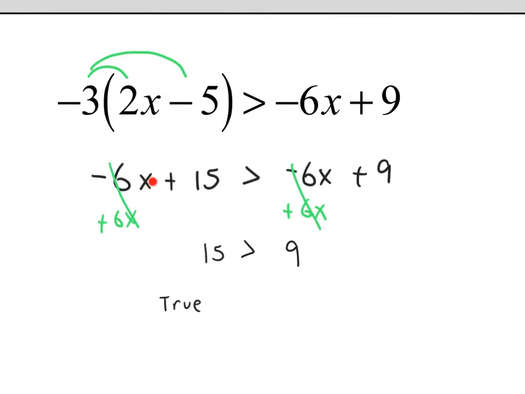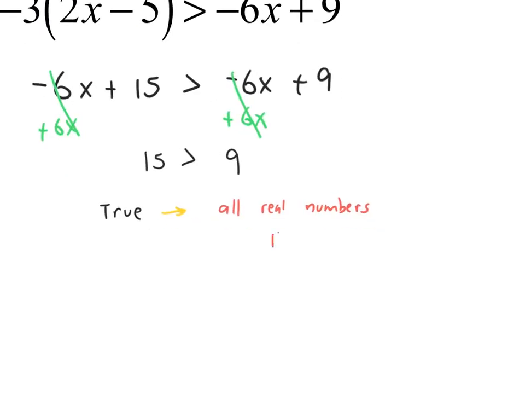I can put in a 6 here, I can put in a 32, I can put in a negative 5,000. Because the answer is always going to be true, I need to make a conclusion here. All real numbers. All real numbers. And if you wanted to abbreviate that using our symbol for real numbers, which is an R with an extra leg, you may do that.